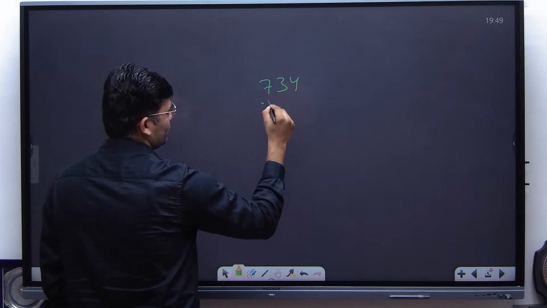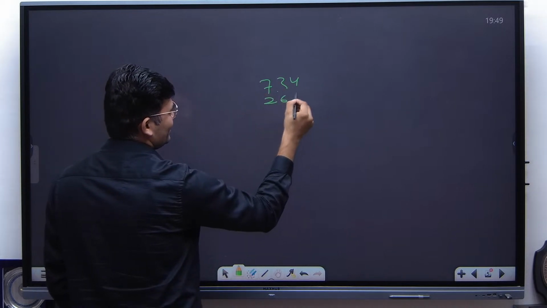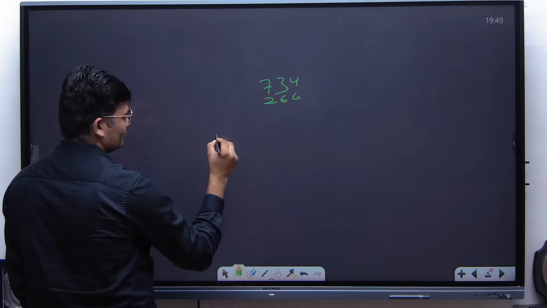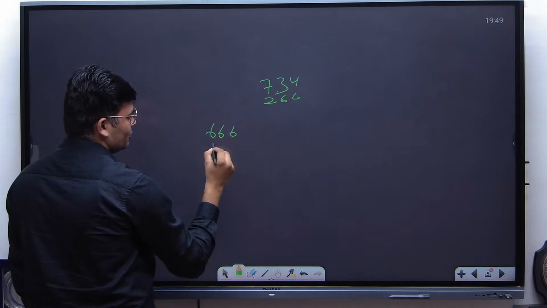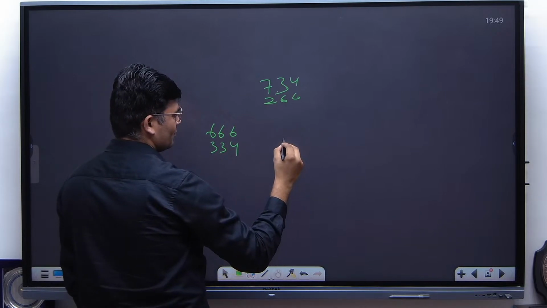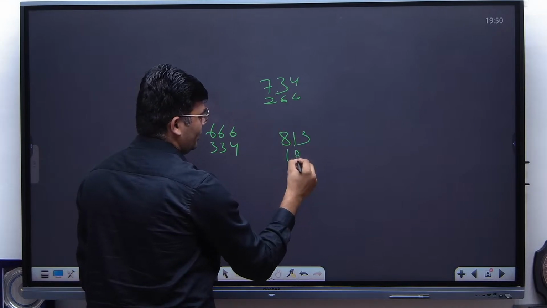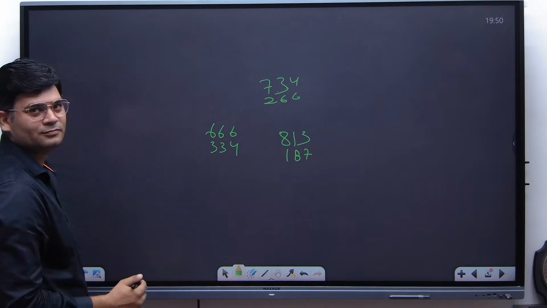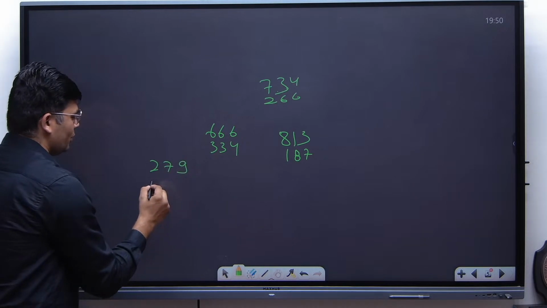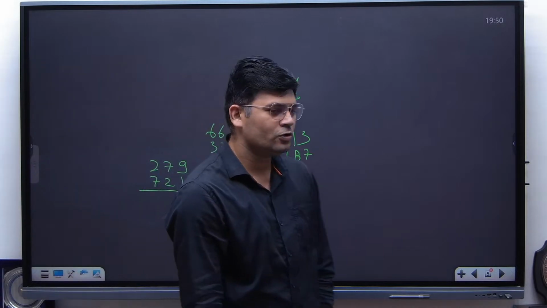734. So it is going to be 265. Sorry, 266. Next number. 666. So it is 334. 813. So it is going to be 187. 279. So it is going to be 721. All right. This is how you should also answer me.